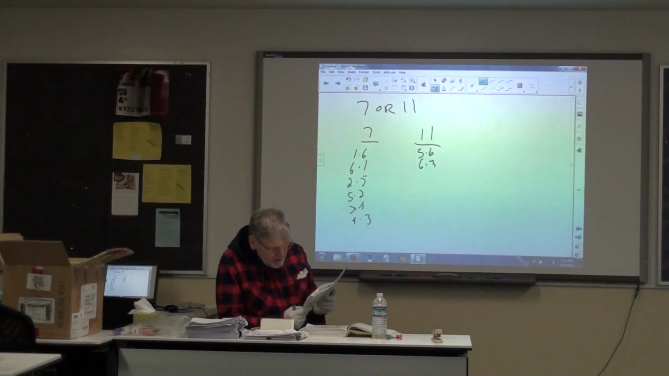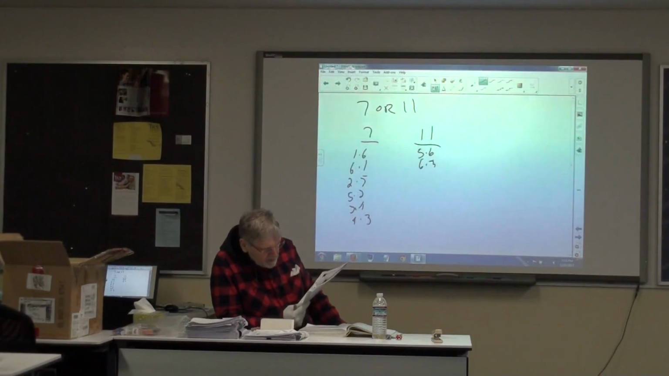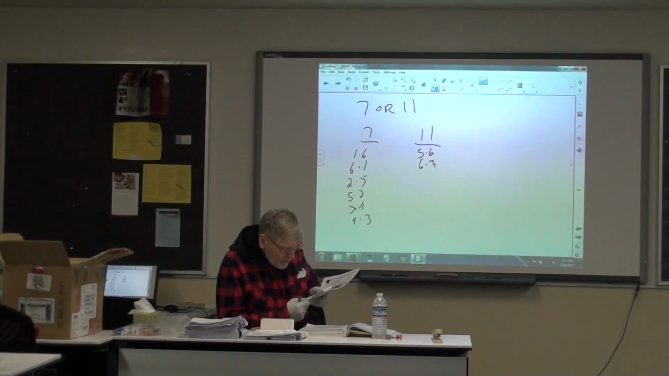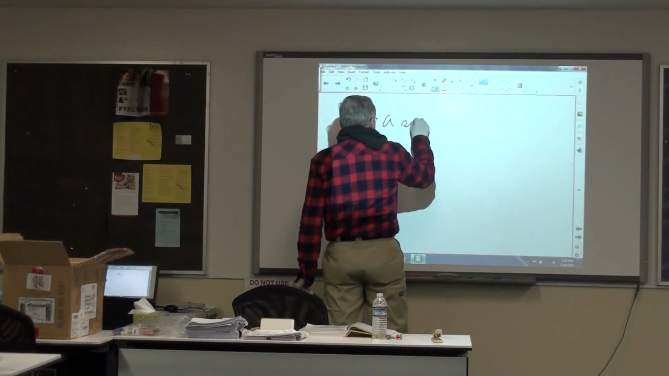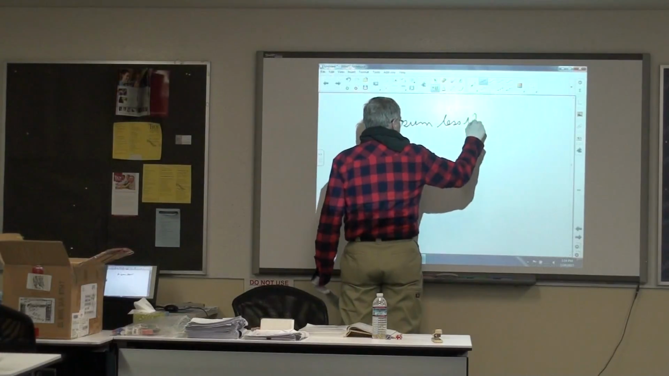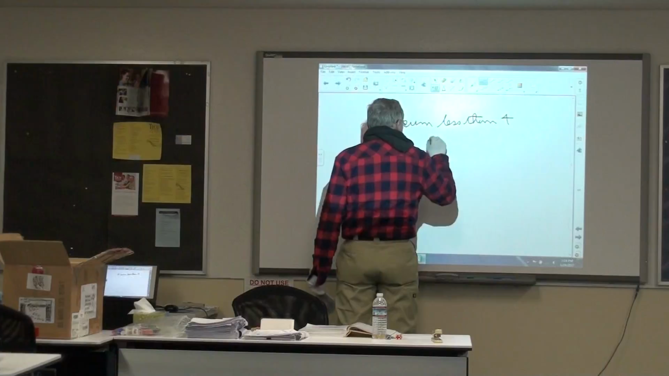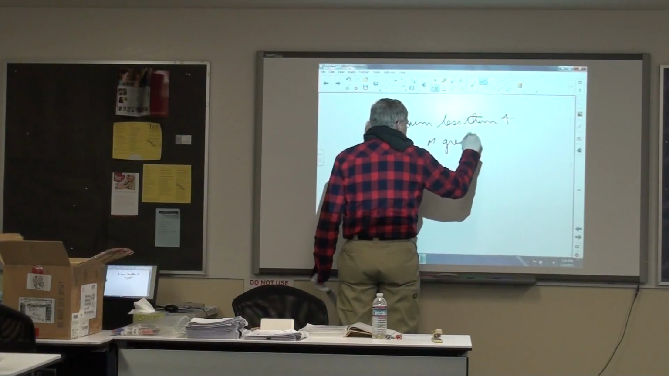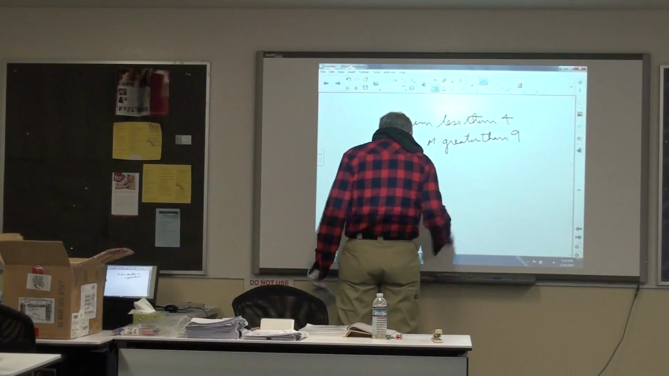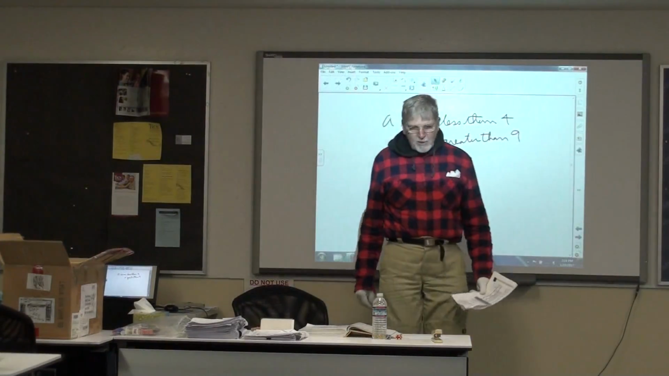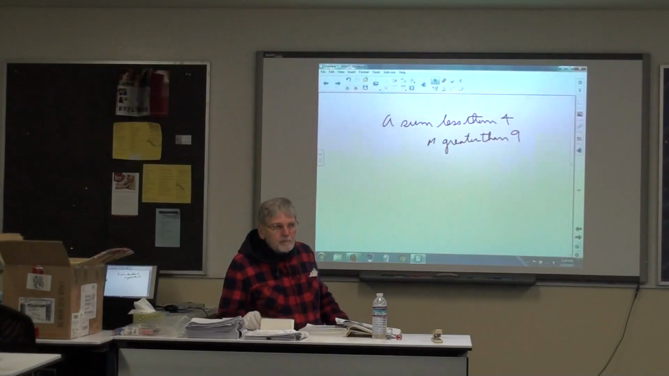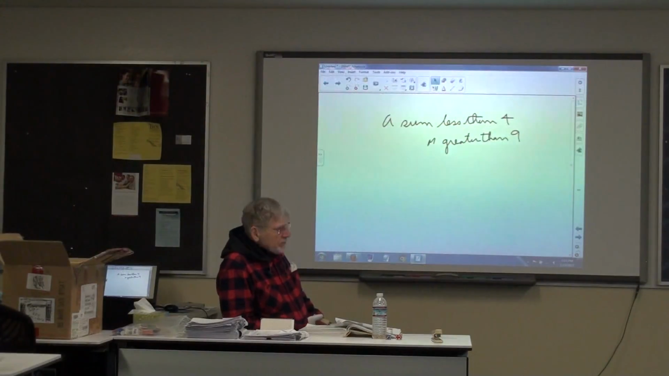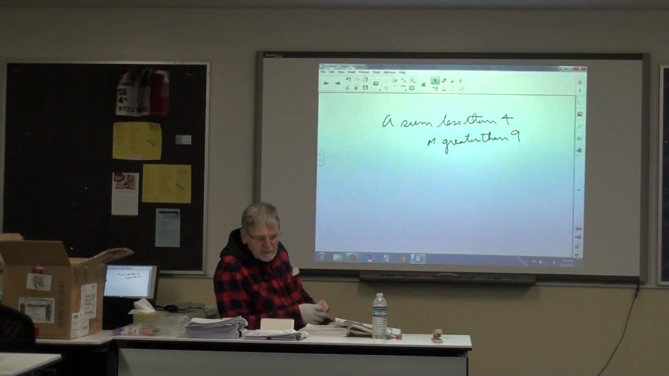So the next such question, and this will be our go home problem: we want a sum less than 4 or greater than 9. I want to know the probability of producing this with 2 die. A sum less than 4 or greater than 9. And this will be our go home problem.